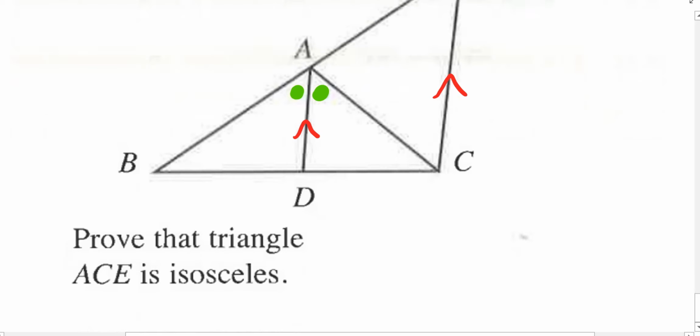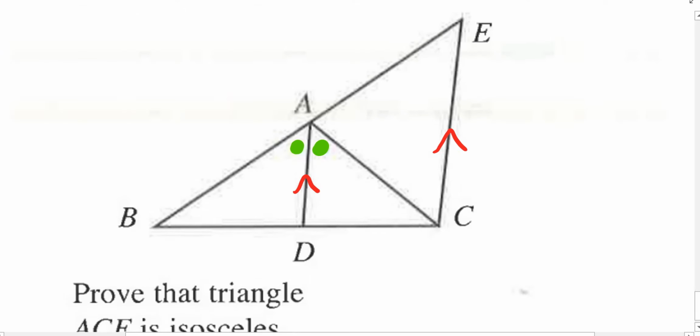Now we need to prove that triangle ACE is an isosceles triangle. Again, there are two ways to prove that a triangle is isosceles. The first way is to prove that it has two equal sides, and then it's going to be isosceles. And the second way is to prove that it has two equal base angles.